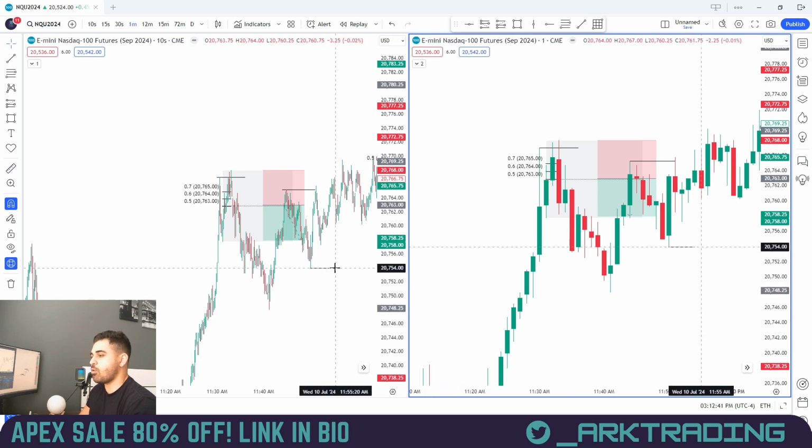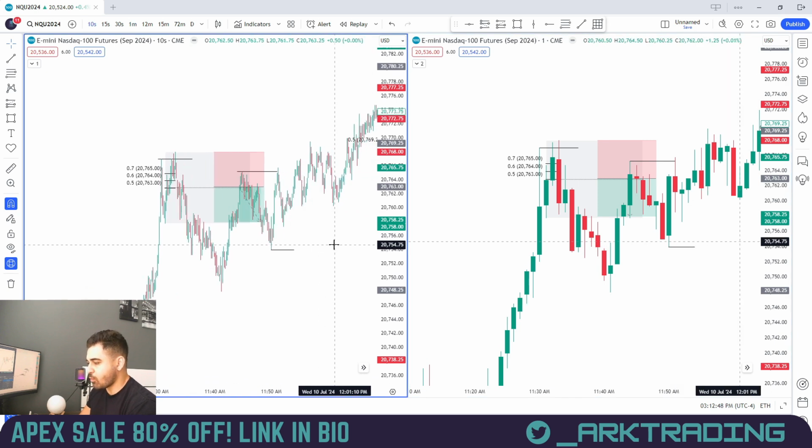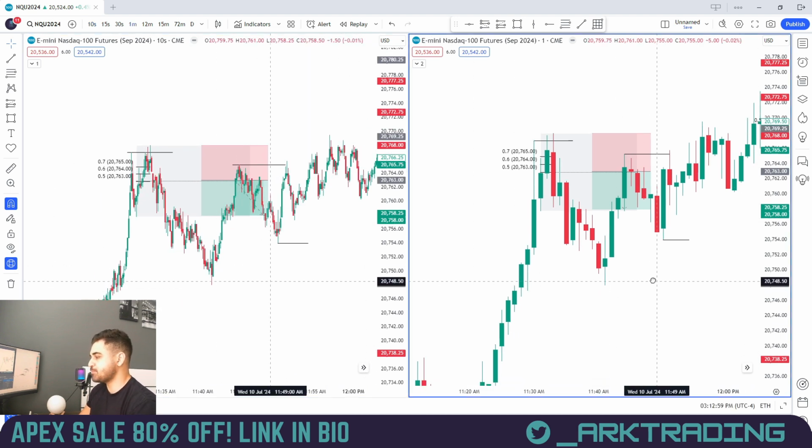Just going to go over today the 10-second zones I use for scalping. Going to go over what I look for, what low time frame, which is a 10-second, what high time frame, which is a 1 minute that I generally use. Just going to go off the bat.